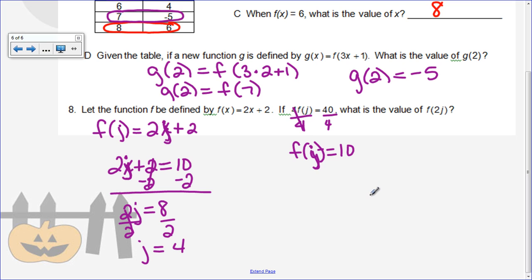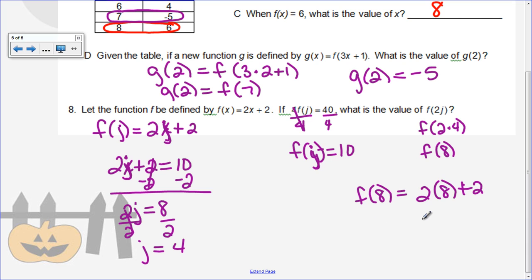So now that I know what j equals, I can find f of 2j. Well, if I want to find f of 2j, that's f of 2 times 4, which is f of 8. I want to now find f of 8. So I'm going to go back to my original thing. To find f of 8, I'm going to replace my x with an 8. So a lot of things just happened here. So 2 times 8 is 16, and 16 plus 2 is 18. So f of 8 equals 18.